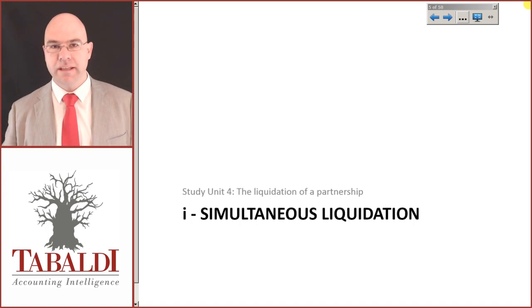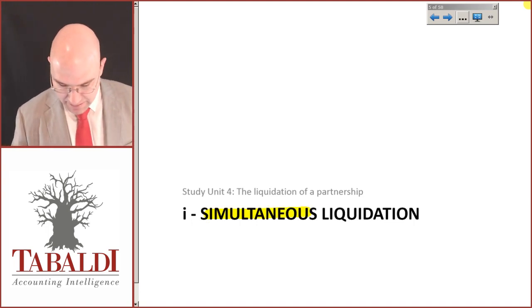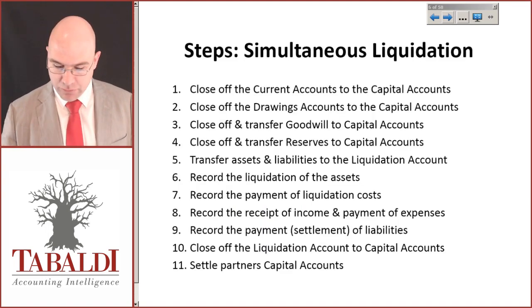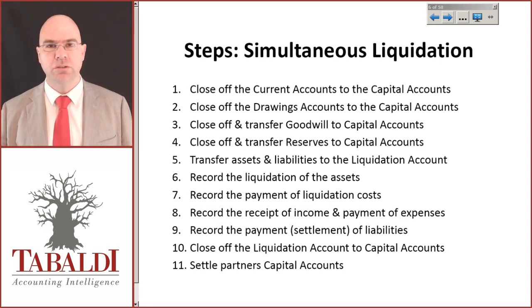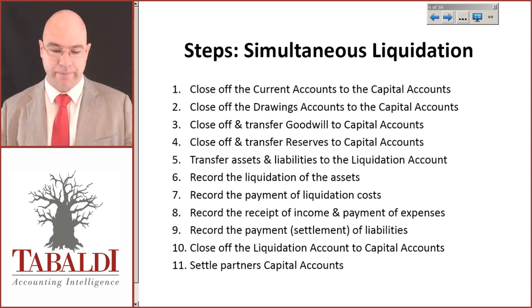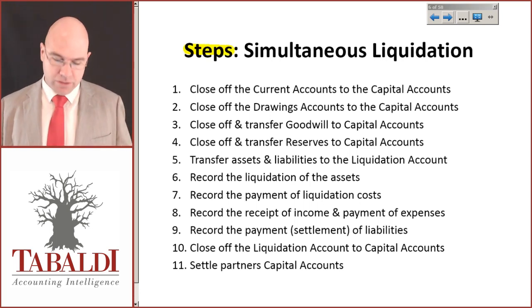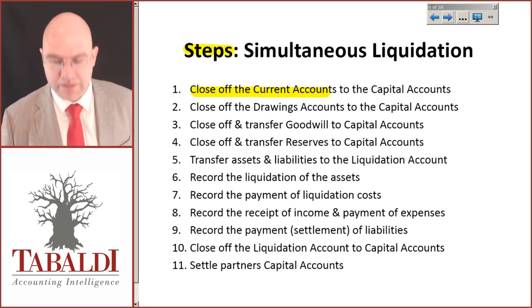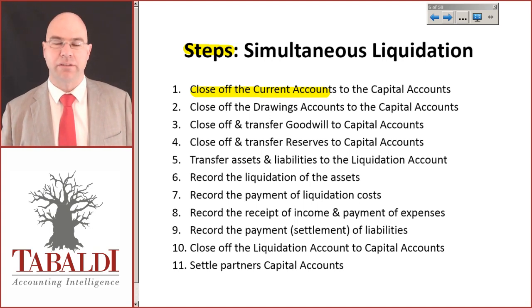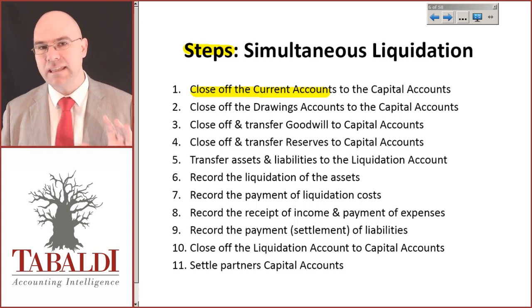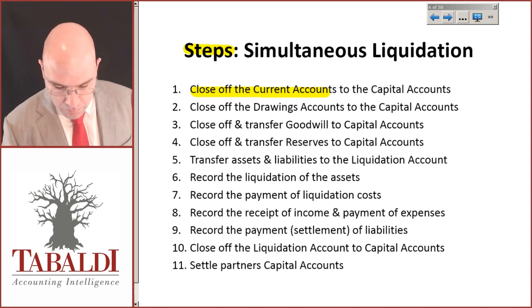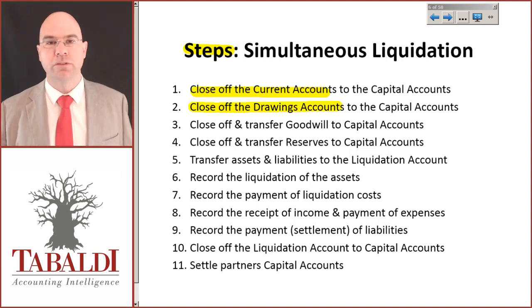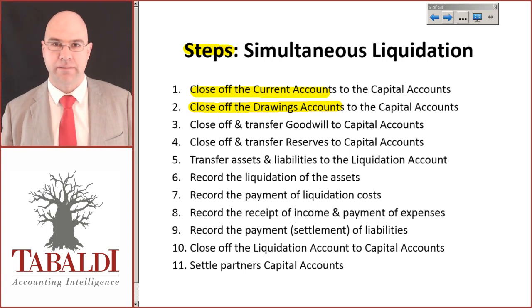Right, ladies and gentlemen, let's now get going with simultaneous liquidations, and I'm going to give you some steps. I like these steps. They help you memorize what you need to do each step of the way. So let's go. First of all, you're going to close off the current accounts to the capital accounts. The process here is exactly the same as what you did for any changes in ownership. Same thing with the second step. Close off the drawings accounts to the capital accounts.